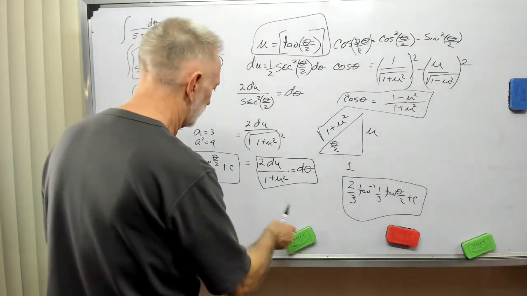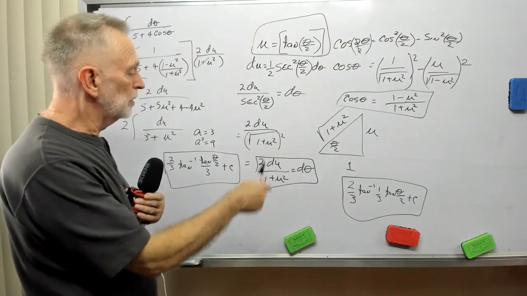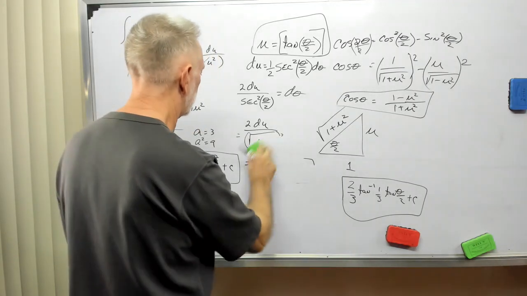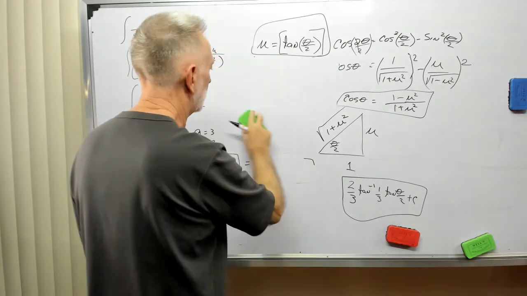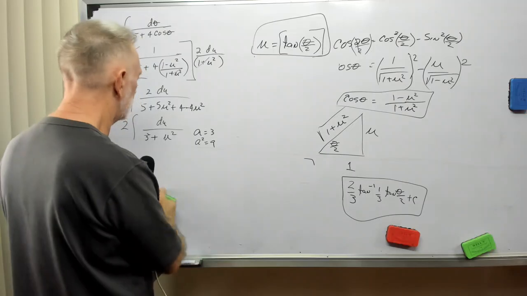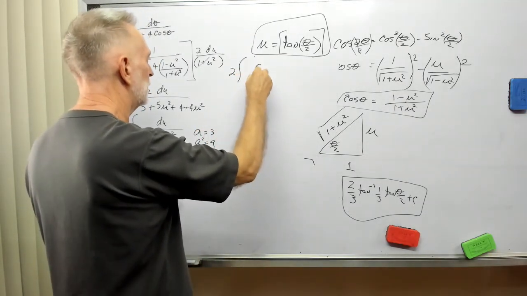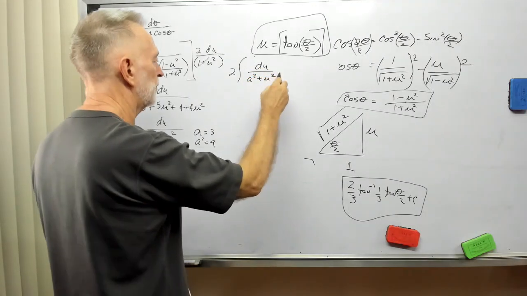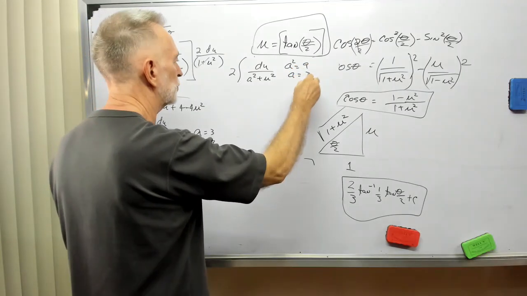Alright, I'm going to erase, so take a snapshot. 3, 2, 1. Alright, I'm going to erase some of this. I'm going to leave my u up there. I'm going to get rid of this. Alright, what did we have here? We had 2 times the integral of du over a squared plus u squared. And we said a squared equals 9, a equals 3.